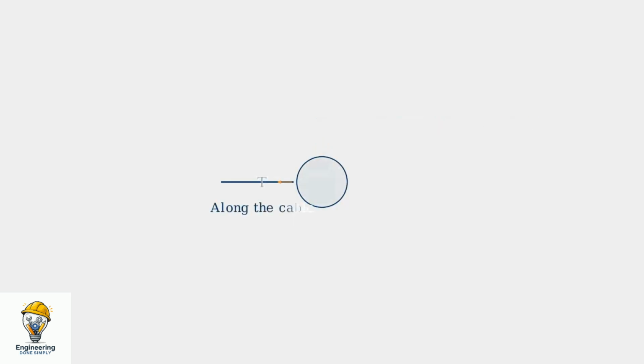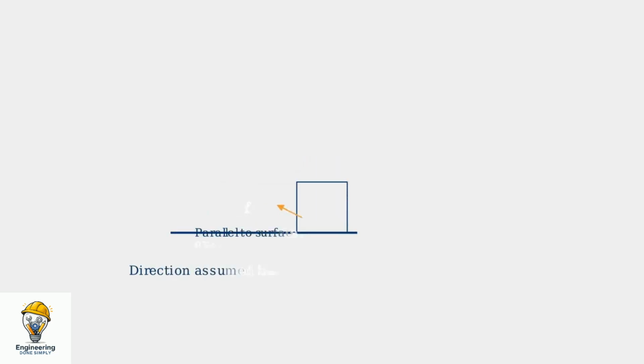Tension is the force transmitted through a rope, string, or cable when it is pulled tight. It acts along the length of the cable, pulling equally in both directions when the system is in equilibrium. Friction is the force that opposes motion or the tendency for motion between two surfaces in contact. It acts parallel to the surface and in the direction opposite to the motion or potential motion. When drawing free body diagrams, we often assume the direction of friction based on the context, such as opposing the applied force.